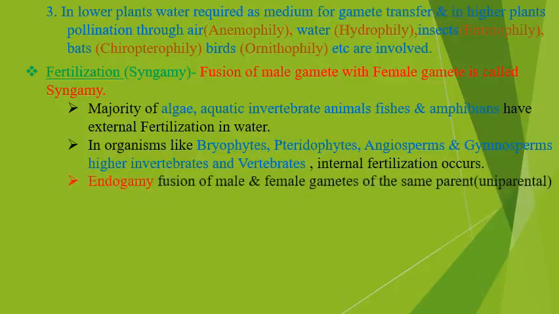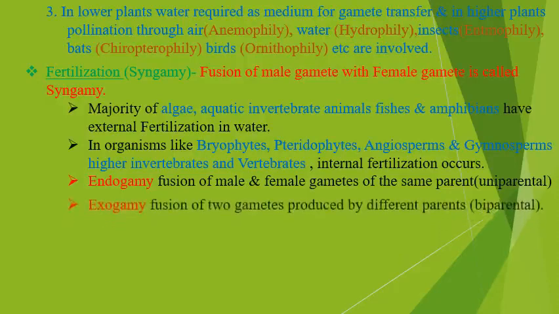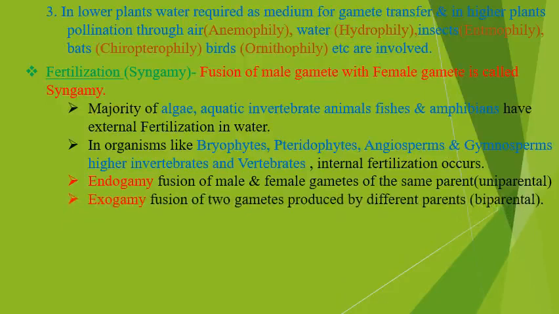There is another term which is called endogamy. Here it means the fusion of the male and female gametes of the same parent. Means whenever the male and female gametes are produced from a single body, it is called endogamy. As we discussed earlier about the hermaphrodite condition of organisms, the term endogamy is used for hermaphrodite organisms, while in exogamy, the fusion of male and female gametes produced by different parents is called exogamy.